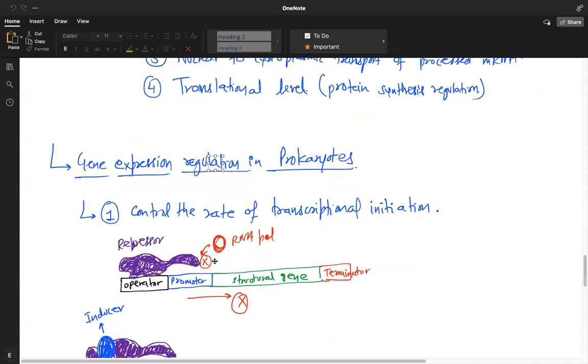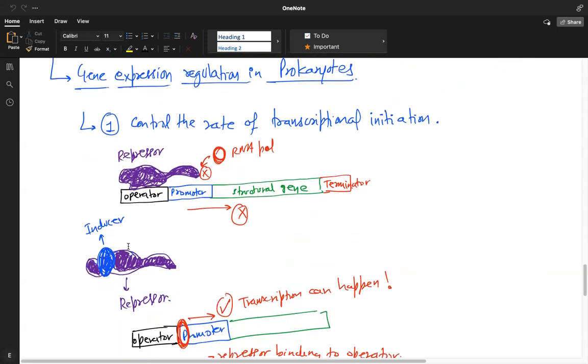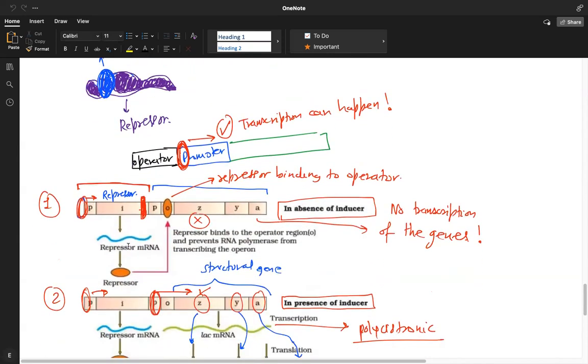Whereas in the case of prokaryotes, there is only one way to regulate gene expression, that is to control the rate of transcription initiation. Initiation should be regulated, because once it's initiated, transcription and translation are coupled, so it's difficult to regulate it after that. And then we discussed the lac system.